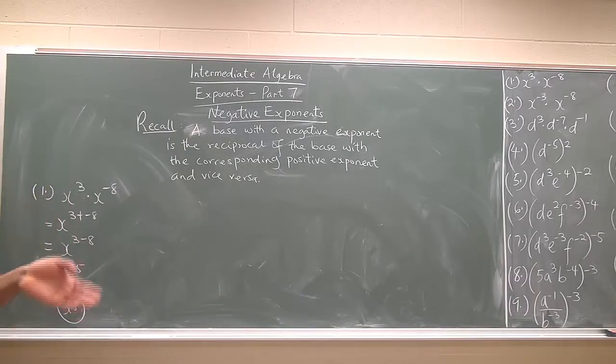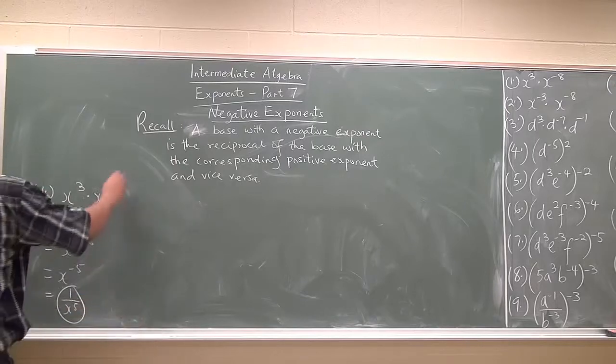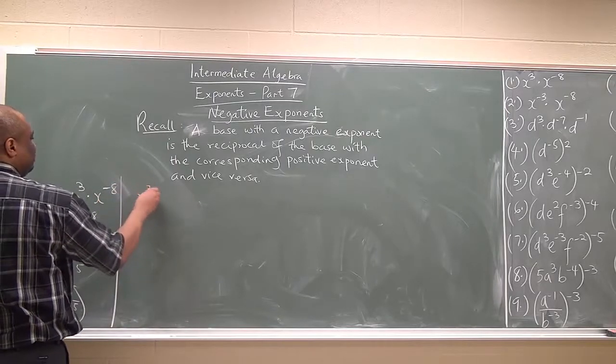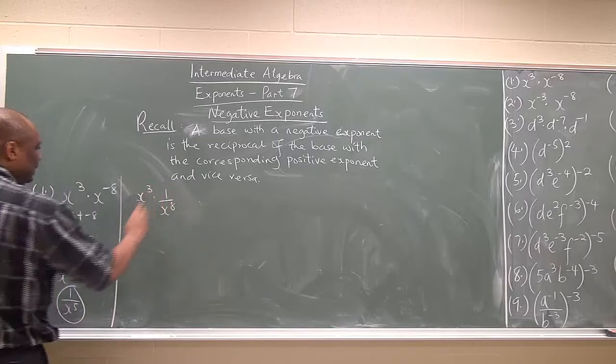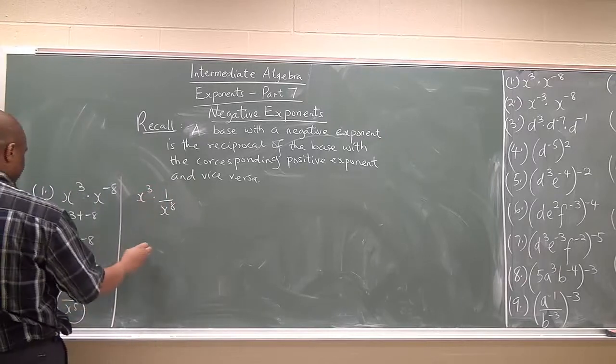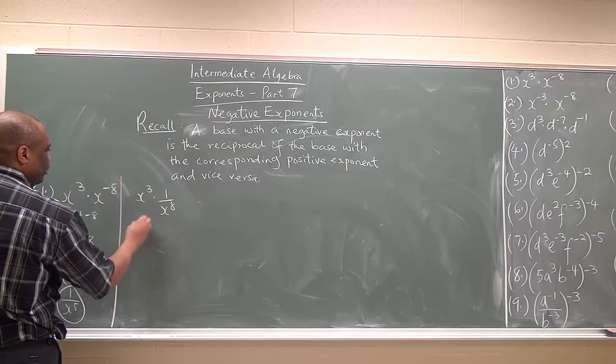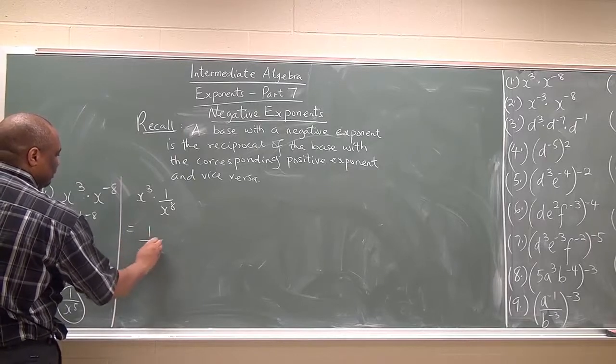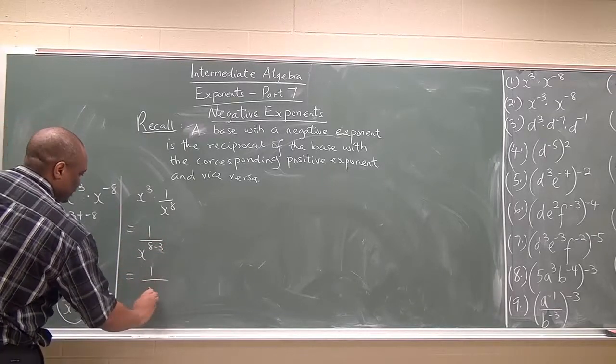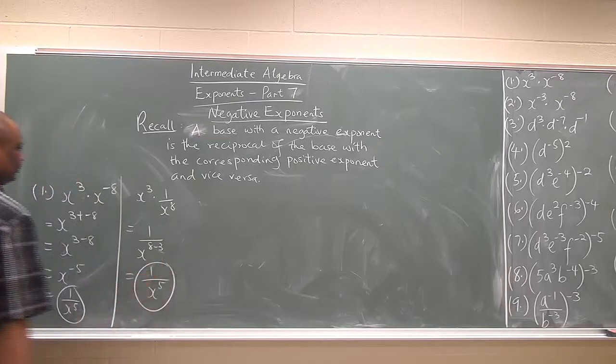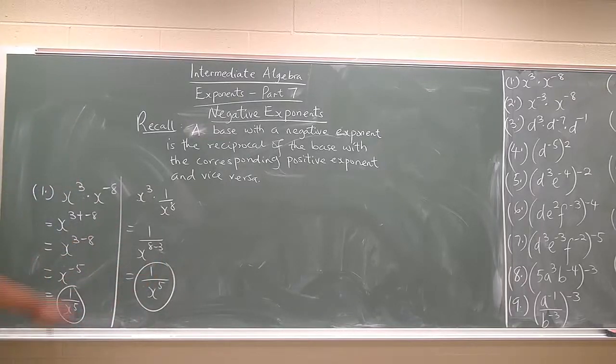Now, if you want another method, you can do it as division. You can do it as x cubed times 1 over x to the 8th power. And of course, you have 1 over x to the 8 minus 3, which is 1 over x to the 5th power. If you want it this way, that's fine.